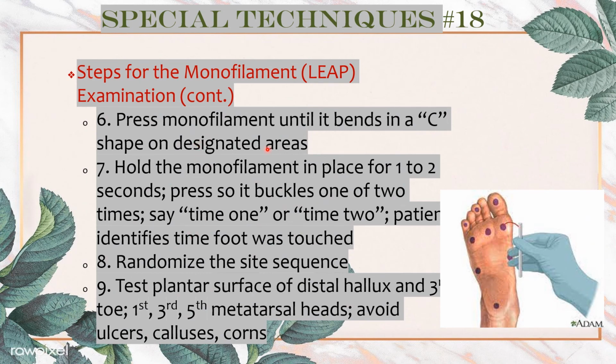Now press the monofilament until it bends in a C shape on designated areas. Hold the monofilament in place for 1 to 2 seconds. Press so it buckles one of 2 times, saying time 1 or time 2. The patient identifies the time the foot was touched. Randomize the site sequence and test the plantar surface of the distal hallux and third toe, and the first, third, and fifth metatarsal heads. Avoid ulcers, calluses, and corns.